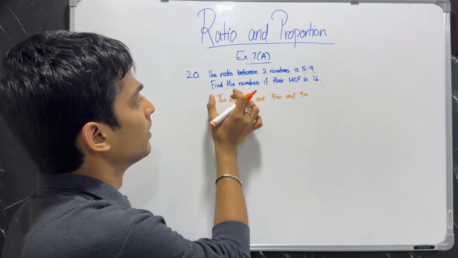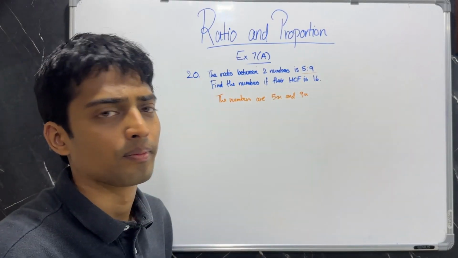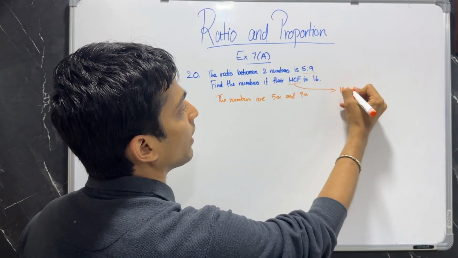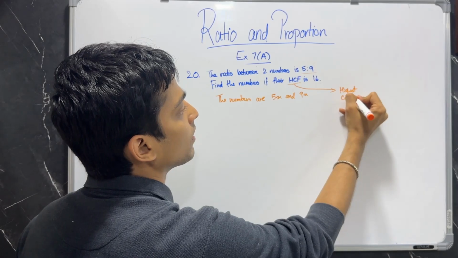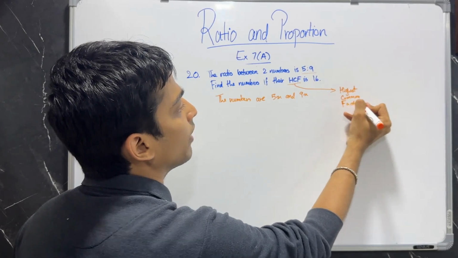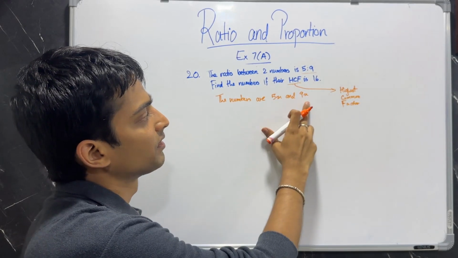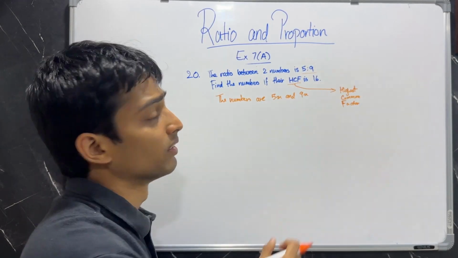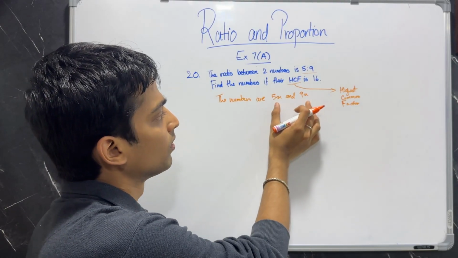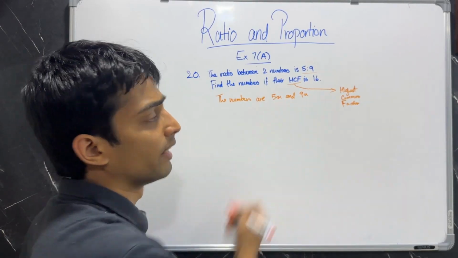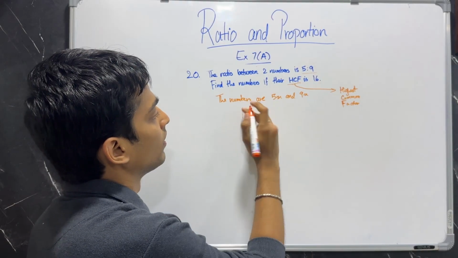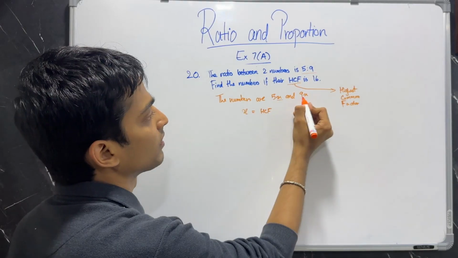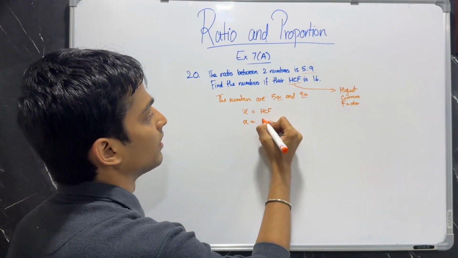Now what they are saying, HCF is 16. HCF is highest common factor. Now if you notice, isn't x the same thing? Isn't x the factor? Because it is a part of both the numbers. So x is nothing but the HCF. So x is equal to HCF in this case. So x will be 16.